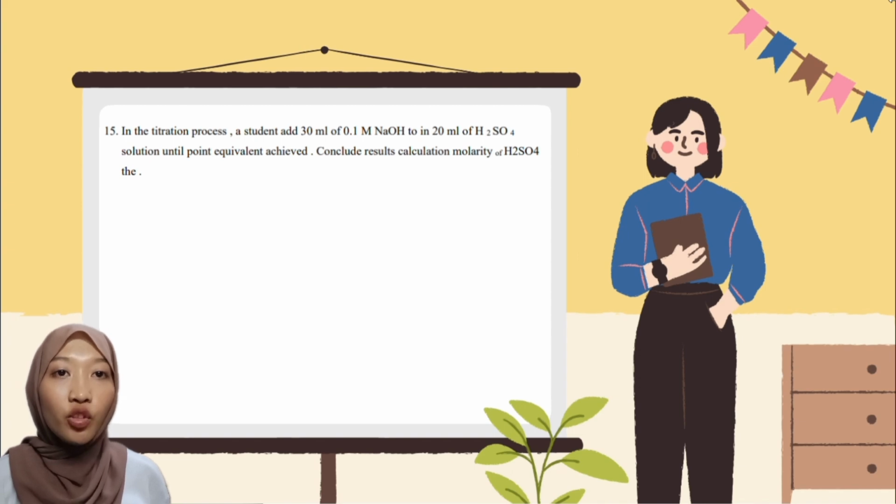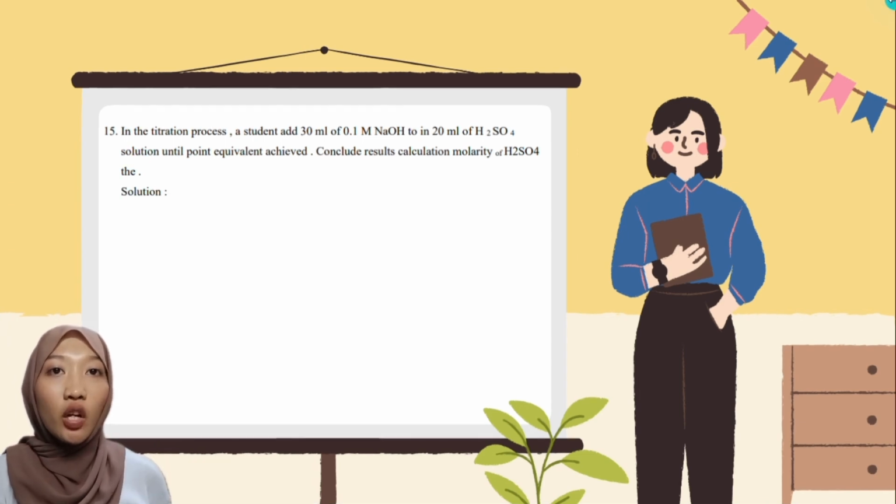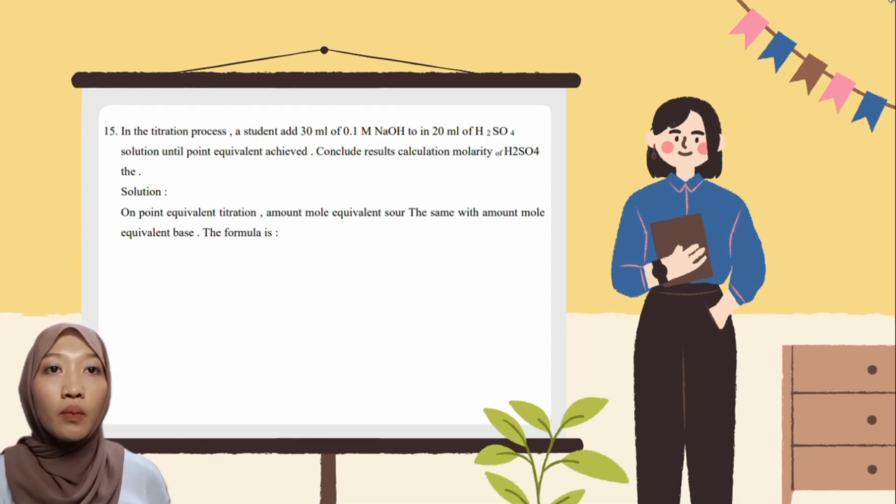Next, number 15, in titration 30 mL of 0.1 M NaOH was added to 20 mL of H2SO4 to the equivalence point. Calculate the molarity of H2SO4. The solution: at the equivalence point of the titration, the moles of acid equivalent equal the moles of base equivalent.